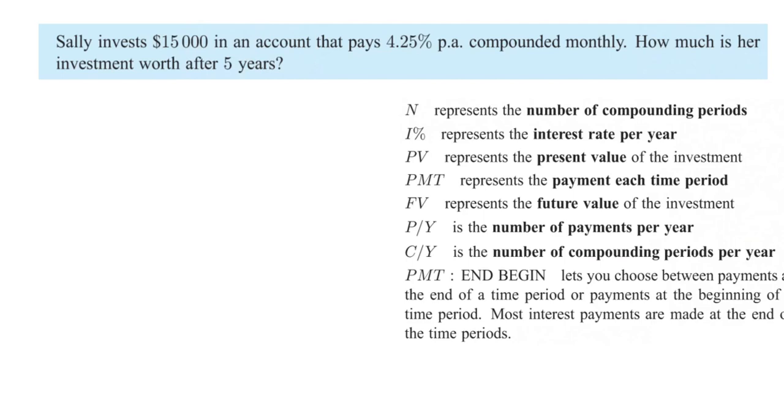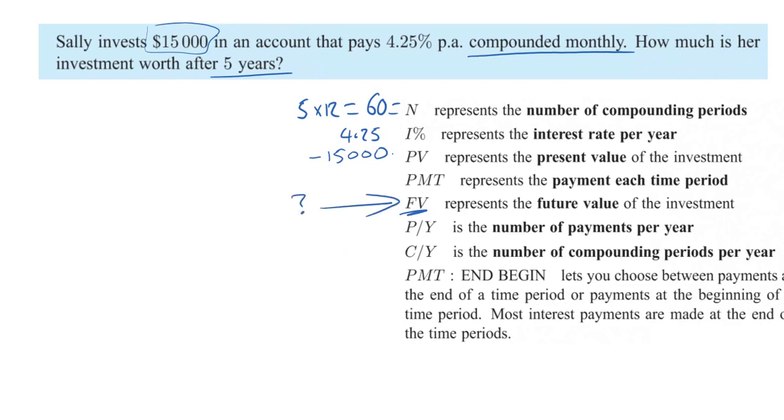Number of compounding periods. It's compounded monthly for 5 years, so we've got 5 lots of 12. So N is going to be 60. Our interest rate per year is stated in the question. That's going to be 4.25. The present value of the investment. We're giving away this $15,000 to be invested, so we're going to write negative 15,000. Now let's jump straight to FV, the future value. That's what we're trying to find. I'm just going to leave that blank for a moment. We'll come back to that in just a minute.